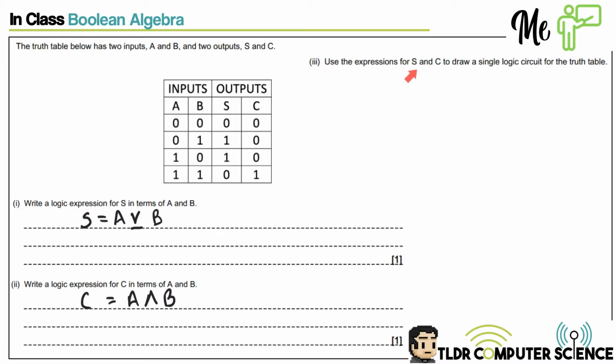Next question over here. Use the expression for S and C to draw a single logical circuit. If we look here, what logical circuit are we dealing with right now? A half adder. S would be the sum, C would be the carry. If you add 0 and 0 in binary together, you'd have no outcome and no carry. If you added a 0 with a 1, it would be a 1 as the outcome, but would it have a carry? No. 1 and a 0 would be 1 and no carry, but if you add a 1 and a 1 together, it would make 2. So you wouldn't write down 2, you write 0 and carry a 1.